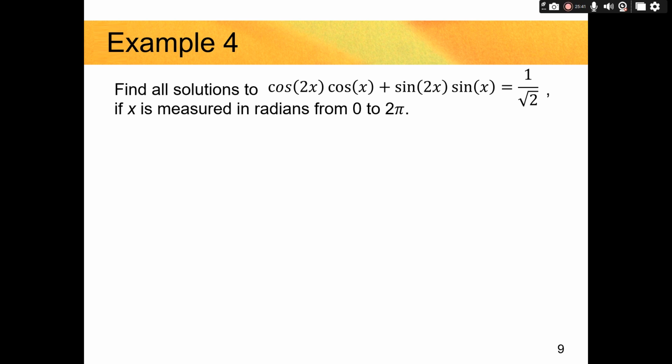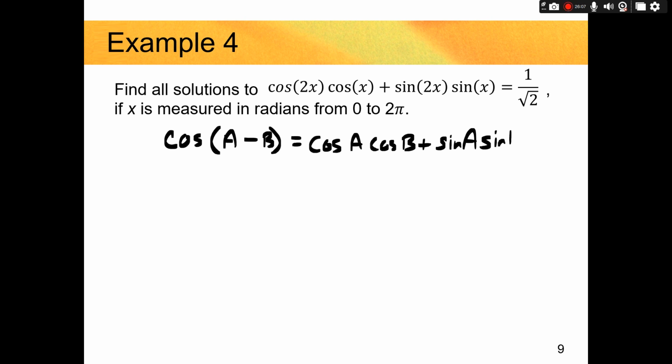Anybody know maybe some kind of identity that may simplify this? Anybody have an identity that says cosine times cosine plus sine times sine? Oh, this is the difference formula for cosine, is that right? This is just going to be cosine of a minus b. So you just make sure it fits the formula exactly. Good. So our a value is 2x. Our b value is x. Oh, this is nice. Tell me if that makes sense there.